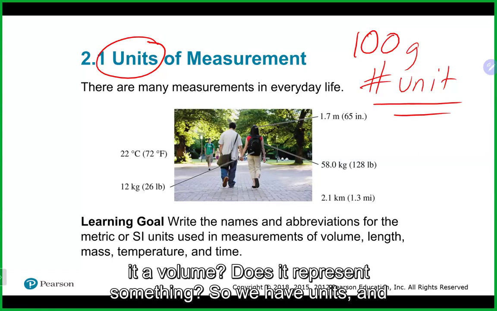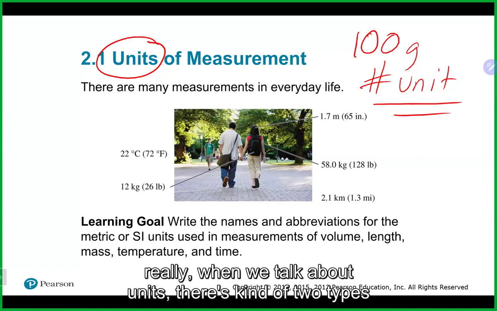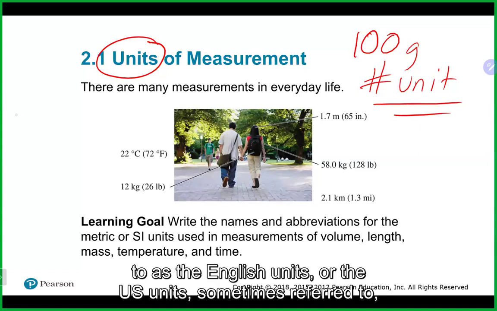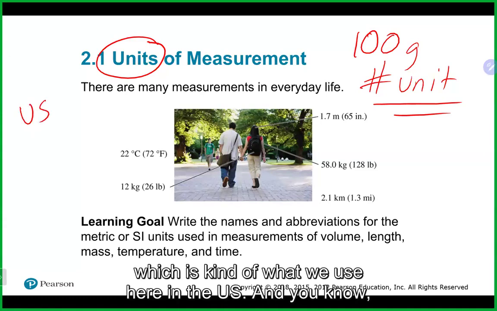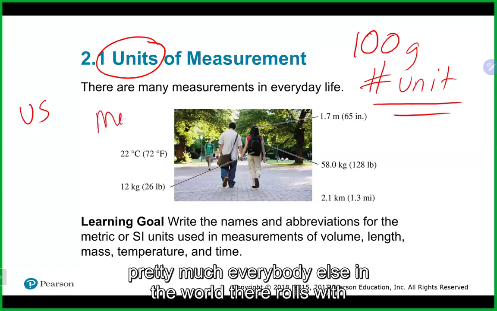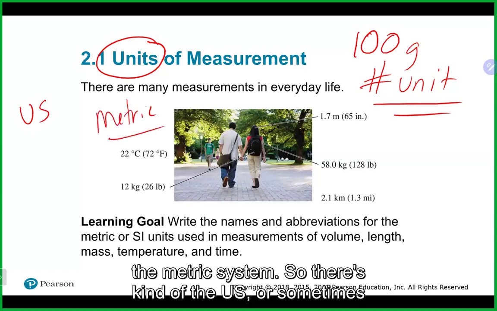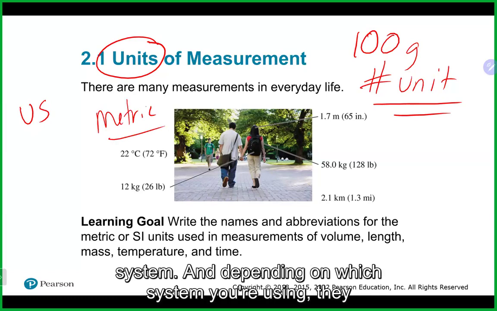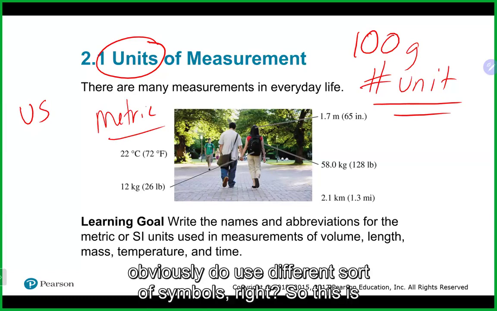So we have units, and when we talk about units, there are two types that we come across. There is what is sometimes referred to as the English units or the US units, which is what we use here in the US. And pretty much everybody else in the world rolls with the metric system. Depending on which system you're using, they obviously use different symbols.